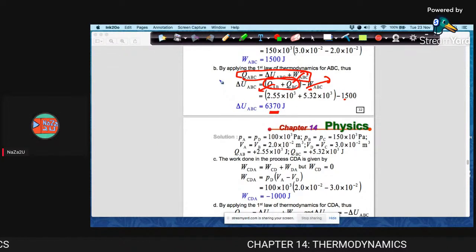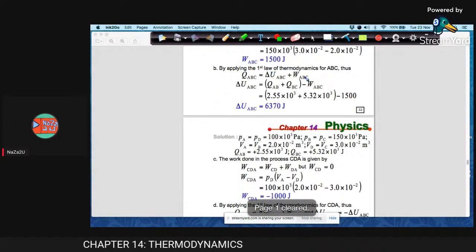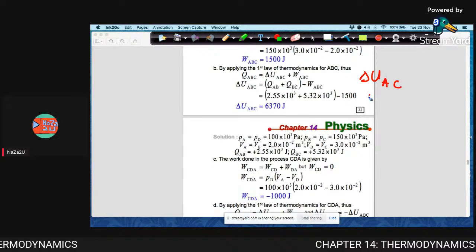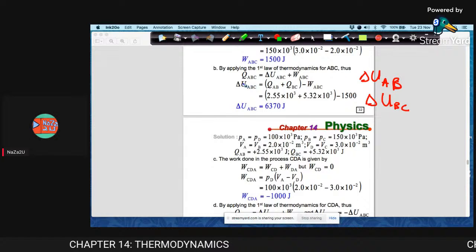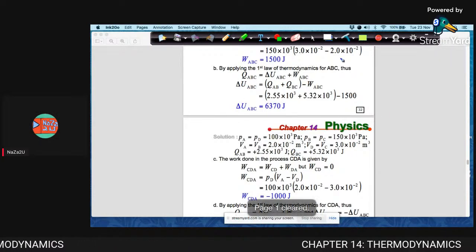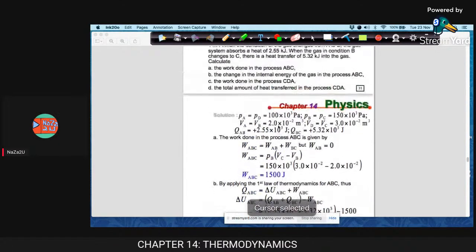Ini sebenarnya salah satu cara, mungkin ada cara lain, mungkin ada setengah cara tu dia pecahkan. Dia cari delta U untuk AC, delta U untuk AB, okay, lepas tu BC. Itu bergantung lah. Ini dia terus lah. Okay, sekali terus dia akan dapat kat sini. Okay, contoh ya, itu yang pertama.